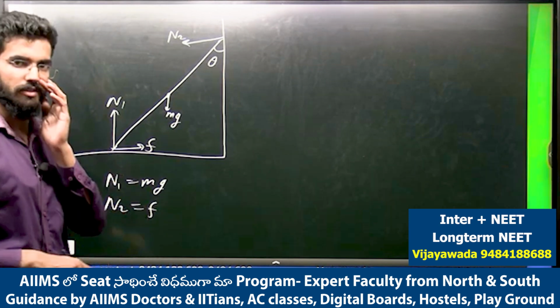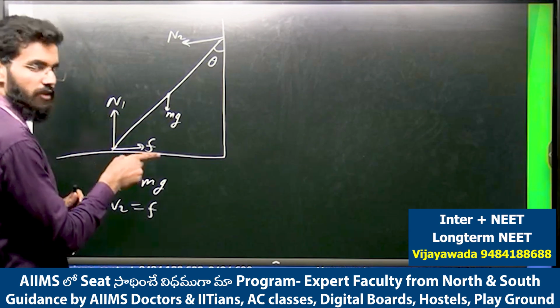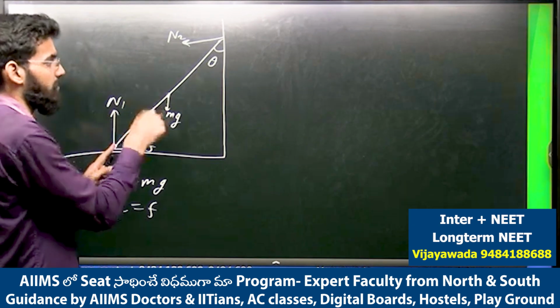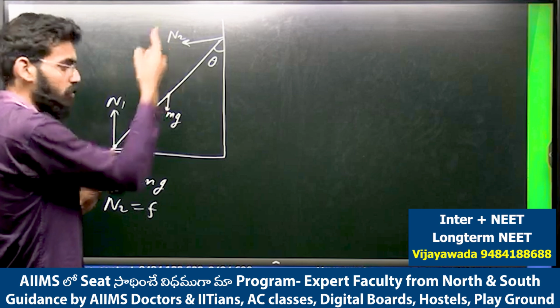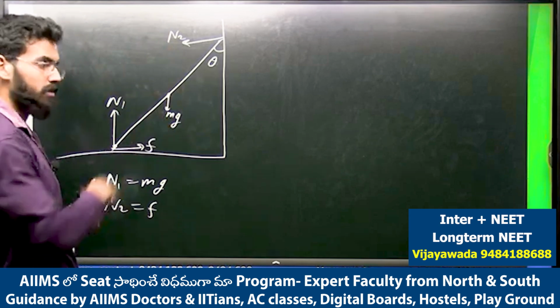At one point, you balance the torque. That's it. The answer will come. So at this point I will balance the torque. N1 and F will get eliminated because of zero torque. The mg torque will balance the N2 torque, so N2 will come automatically in terms of mg. So N2 is only F.